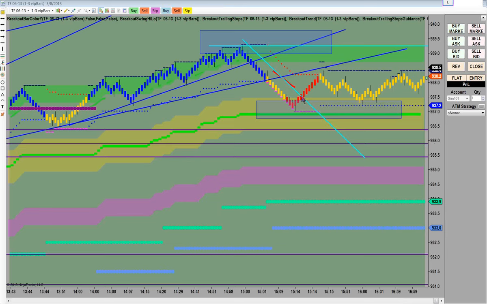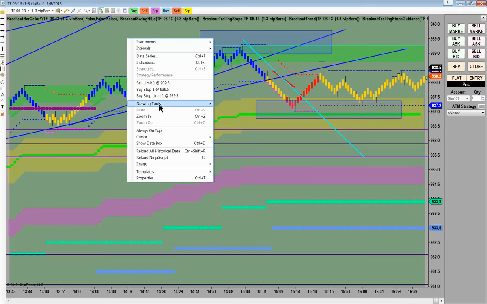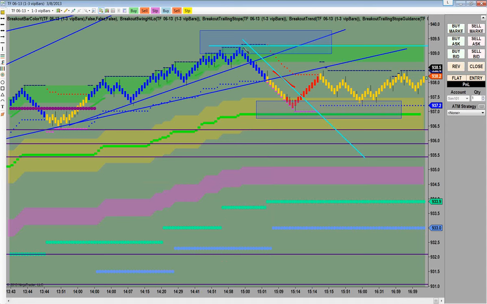So your entry would have been here, where on the VIP bars, your entry was there. So you got a little bit better entry on the VIP bars, but you can also get sucked into them too. So be real careful on that. Okay.